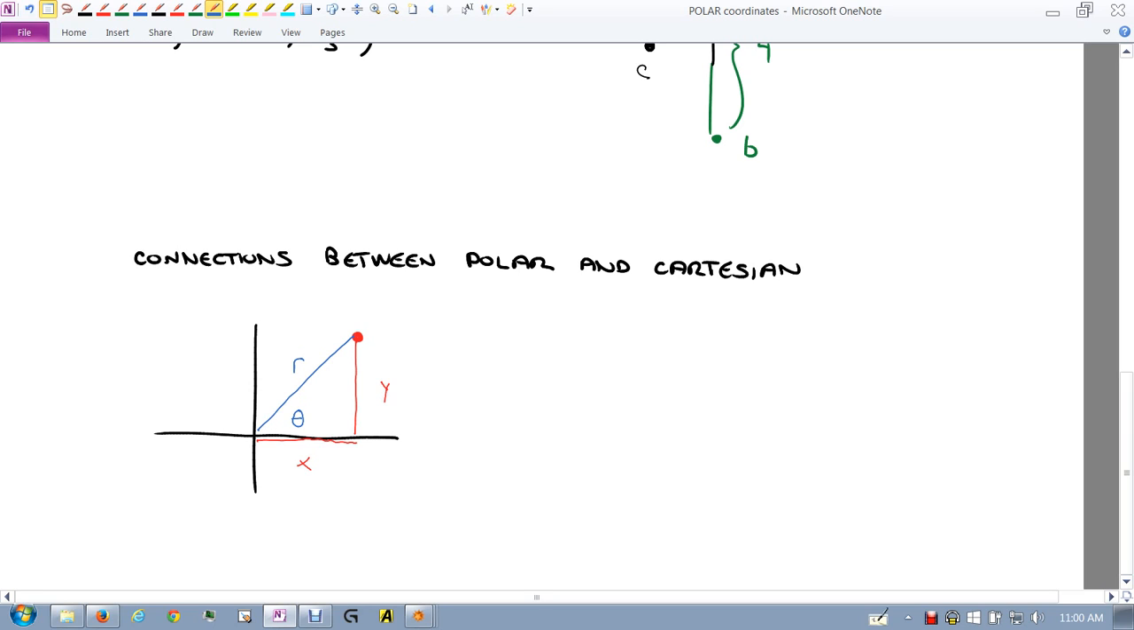So geometrically, you can tell what the connection is between these things. We have a couple of them. First of all, how about the Pythagorean identity? What does the Pythagorean identity give us? x squared plus y squared should be equal to r squared, right? So that is one of our main connections. If we know the x and the y, then we actually know what the radius is, right?